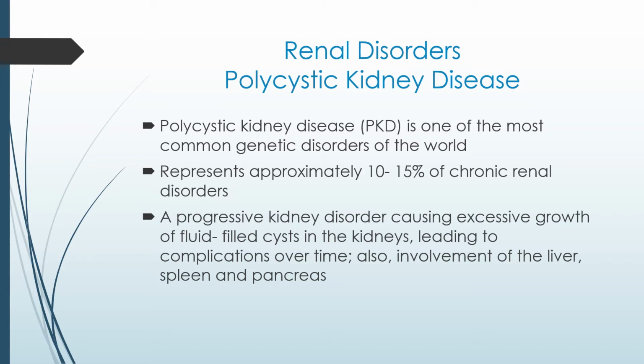So polycystic kidney disease, PKD, is one of the most common genetic disorders of the world. It represents approximately 10 to 15% of chronic renal disorders. It is a progressive kidney disorder causing excessive growth of fluid-filled cysts in the kidneys, leading to complications over time. There is also involvement of the liver, the spleen, and the pancreas. The liver, because the liver and the kidney are best friends, right? They always want to help each other. They're playing on the same team.